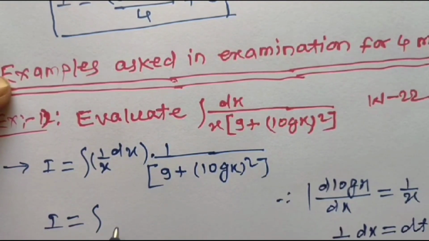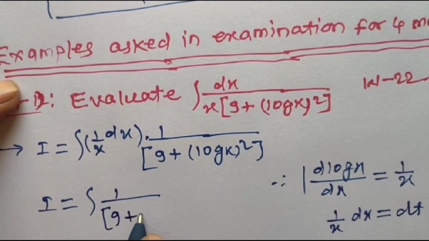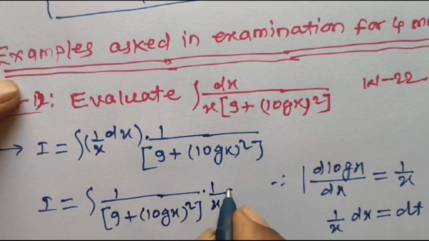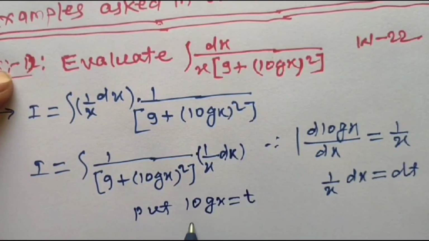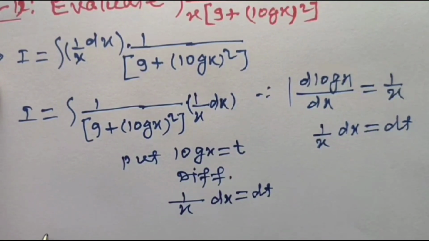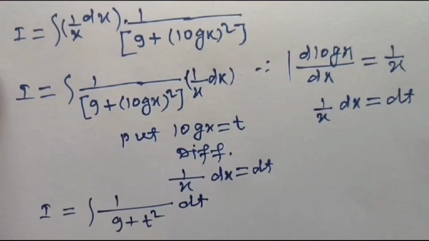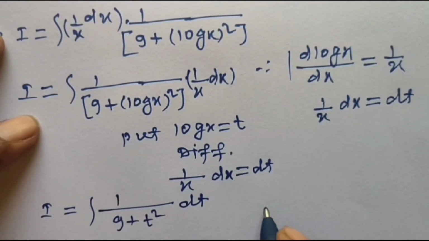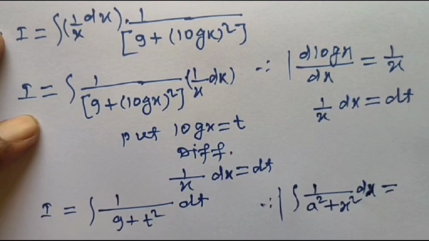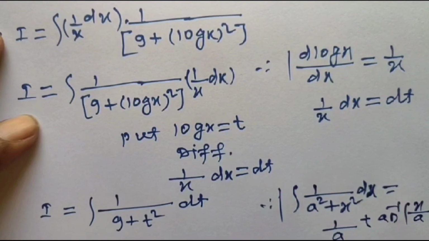Hence I can be written as 1 upon 9 plus log x whole square, into 1 upon x dx. Put log x is equal to t, differentiate, then 1 upon x dx is equal to dt. Hence the integral I can be written as I is equal to the integral of 1 upon 9 plus t square dt. This means you must know the integral of 1 upon a square plus x square with respect to x, which is equal to 1 upon a tan inverse x upon a. We have to use this formula.